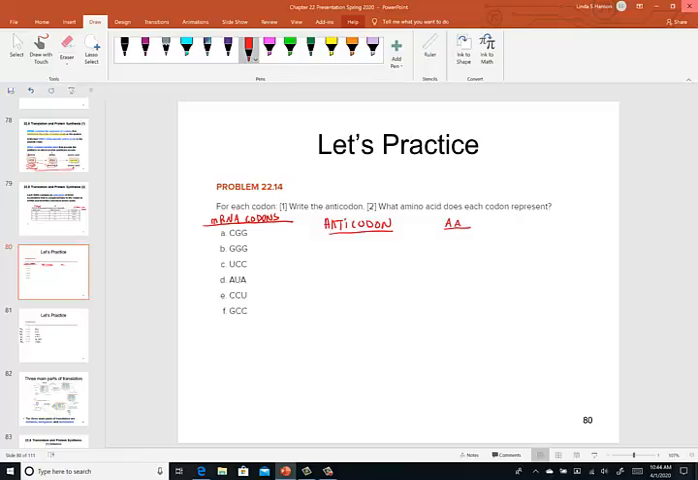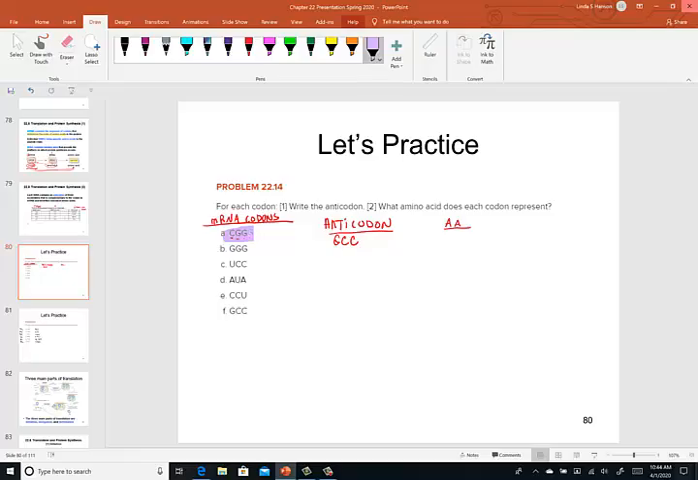Now let me model the first one just so we get an idea. Letter A says the codon that's on your messenger RNA are the letters CGG. That represents 3 nucleotides. The first is the base cytosine, then guanine, CGG. The anticodon are the complementary base pairs. C goes to G, G goes to C, so the anticodon would read GCC.